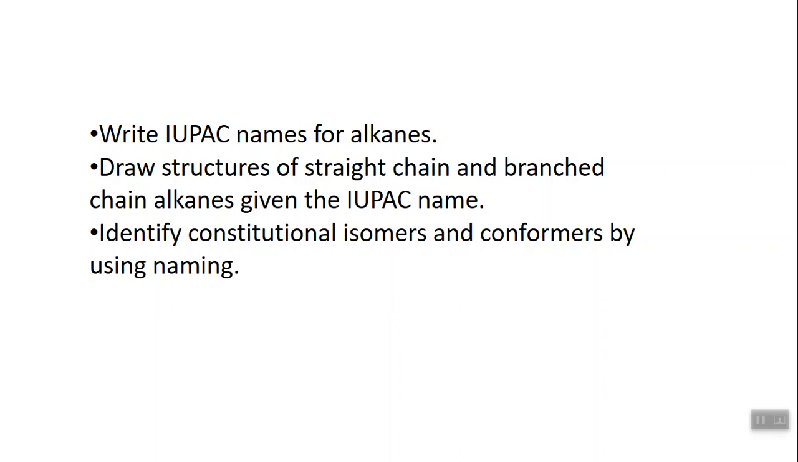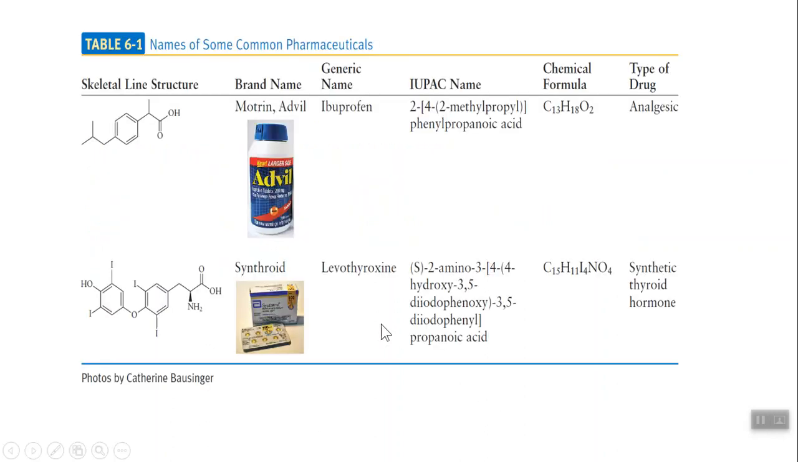Let's look at how to name alkanes using a systematic approach, and then also look at how we can use those names to figure out whether we have isomers or identical molecules. Systematic names are really useful because we can determine the structure from the name. Even if it's complicated like the one shown here, we can look at the structure and figure out the name, or we can look at the name and figure out the structure.